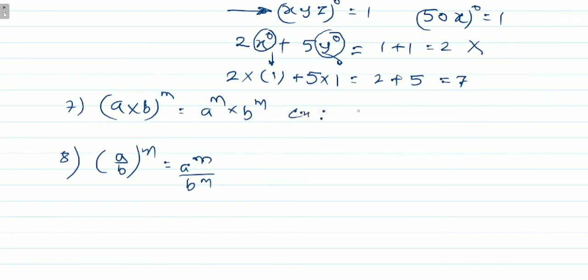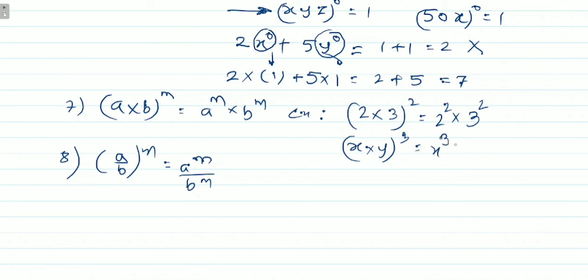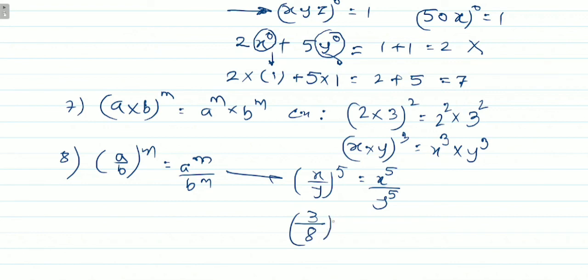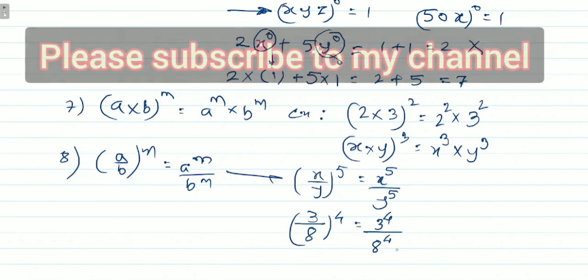Example, 2 times 3 and it has power 2, then I can write this as 2 to the power 2 multiplied by 3 to the power 2. Take another example, x into y raised to power 3 is x raised to power 3 into y raised to power 3. Similarly, if it's division, then also x by y raised to power 5 is x raised to power 5 upon y raised to power 5. 3 by 8 raised to power 4 is 3 raised to power 4 divided by 8 raised to power 4.